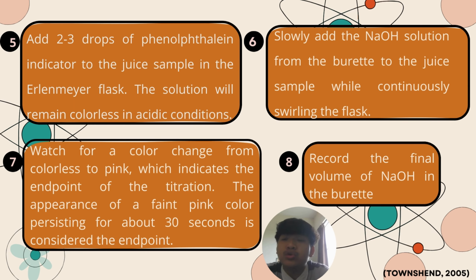Fifth, add 2 to 3 drops of phenolphthalein indicator to the juice sample in the Erlenmeyer flask. The solution will remain colorless in acidic condition. Sixth, slowly add the NaOH solution from the burette to the juice sample while continuously swirling the flask. Seventh, watch for a color change from colorless to pink, which indicates the endpoint of the titration. The appearance of a faint pink color persisting for about 30 seconds is considered the endpoint. Lastly, record the final volume of NaOH in the burette.